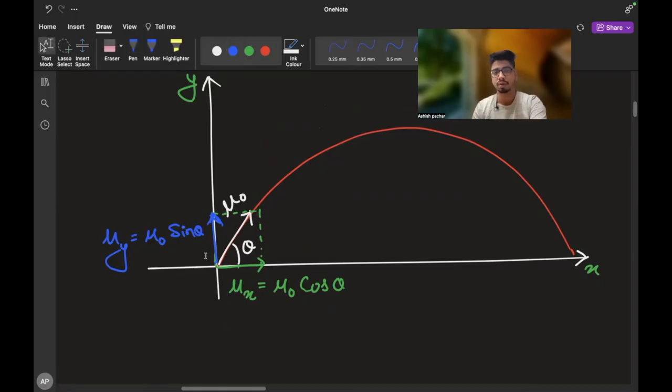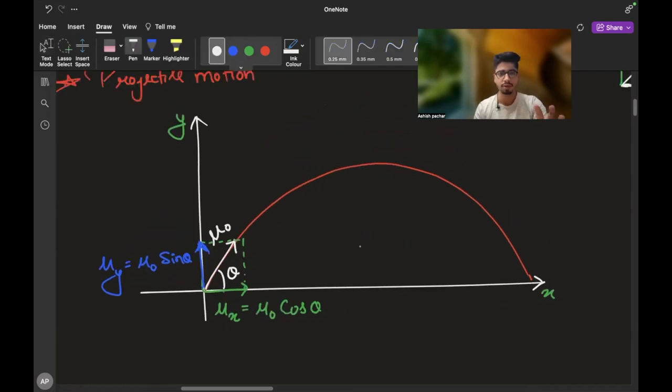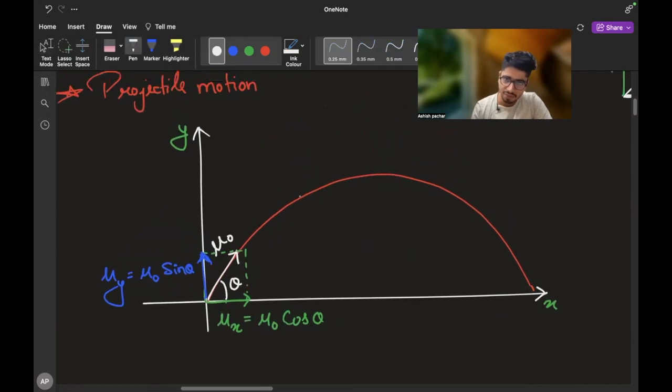Now let's look into the acceleration, because acceleration is a vector quantity. Just think of it like this. For a moment, let's suppose the ball is here. You throw the sphere. At this point, the only force acting on it is the gravitational force. There is no other force.